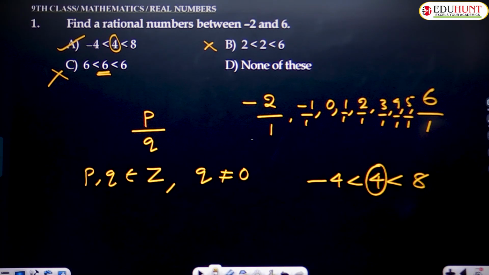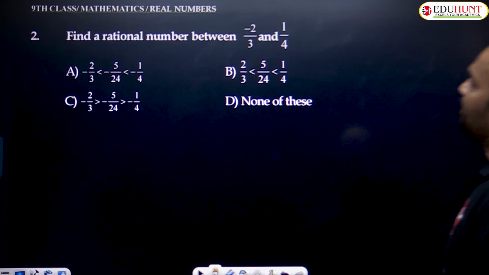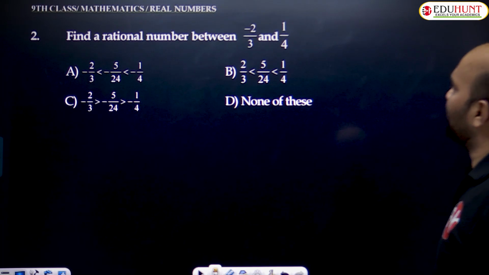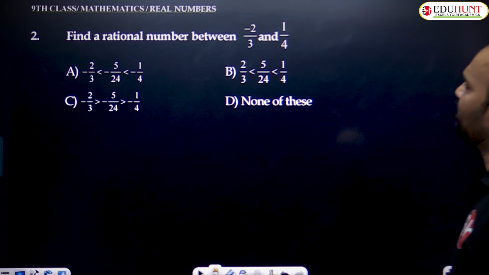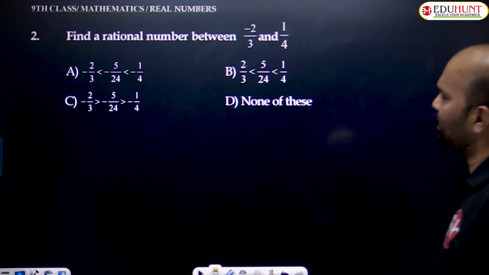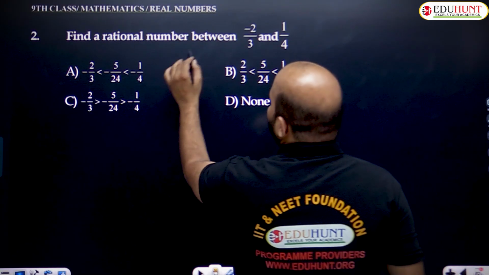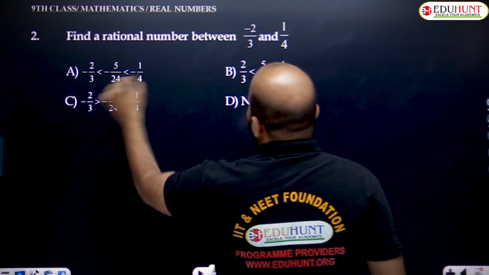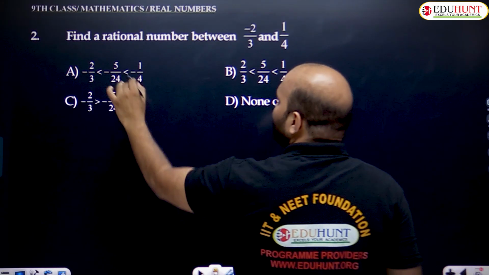Am I clear? So let's go to question number 2. Find a rational number between -2/3 and 1/4. What I am given is -2/3 and 1/4. So clearly we need to understand. Between means that in the following options we have to consider only the numbers between them.